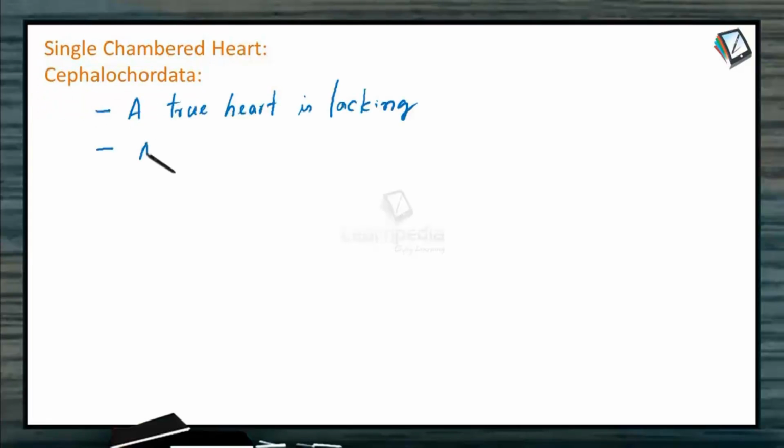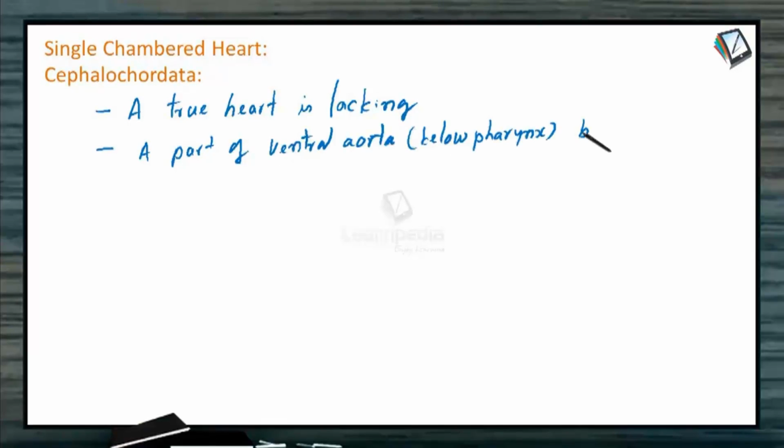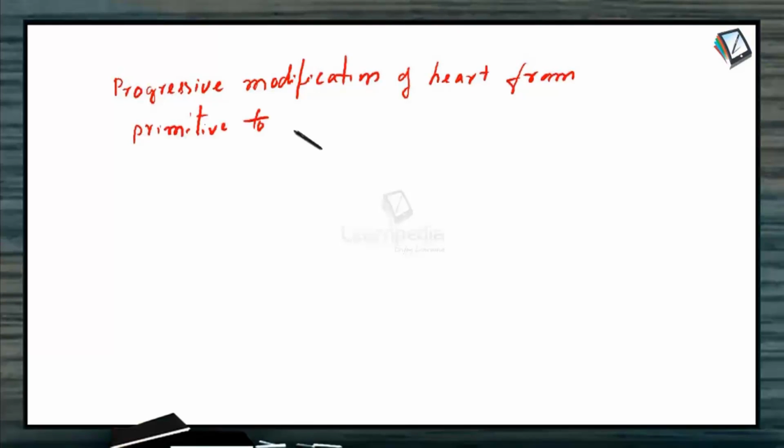So let us start with the single chambered heart in the case of cephalochordates. In cephalochordates, a true heart is lacking. A part of the ventral aorta present below the pharynx becomes muscular and contractile. So some zoologists consider it as a single chambered heart. Here let us have a look at progressive modification of heart from primitive to higher chordates. So let us see the evolutionary trend.